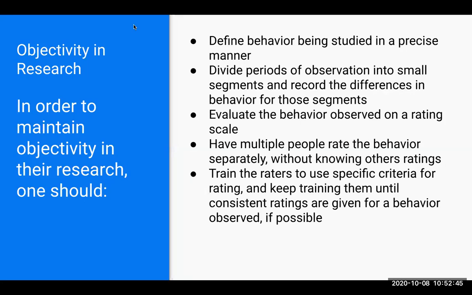Objectivity in research. In order to maintain objectivity in their research, one should define the behavior being studied in a precise manner, divide periods of observation into small segments and record the differences in behavior for those segments, evaluate the behavior observed on a rating scale, have multiple people rate the behavior separately without knowing others' ratings, and train the raters to use specific criteria for rating and keep training them until consistent ratings are given for a behavior observed, if possible.